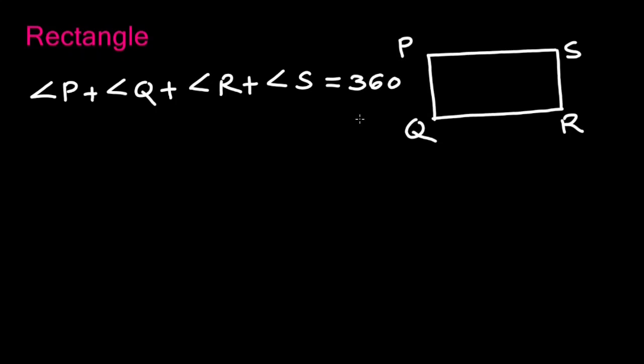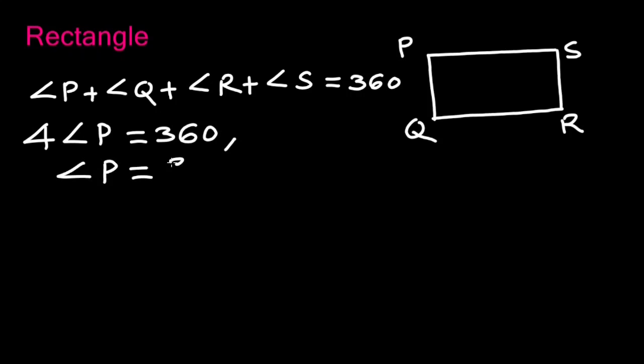degrees. Since all angles are equal, we can write 4 times angle P equals 360. That gives us angle P equals 360 by 4, 90 degrees. So angle P is 90 degrees, Q, R and S are also 90 degrees. Therefore, parallelogram PQRS is a rectangle.